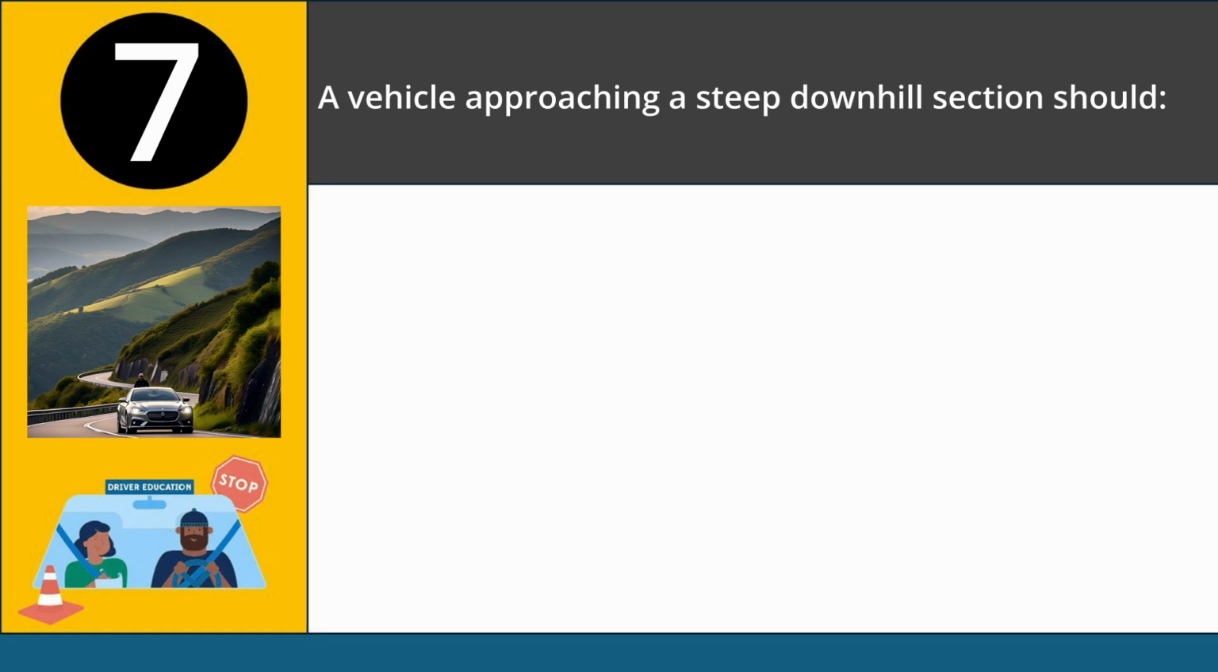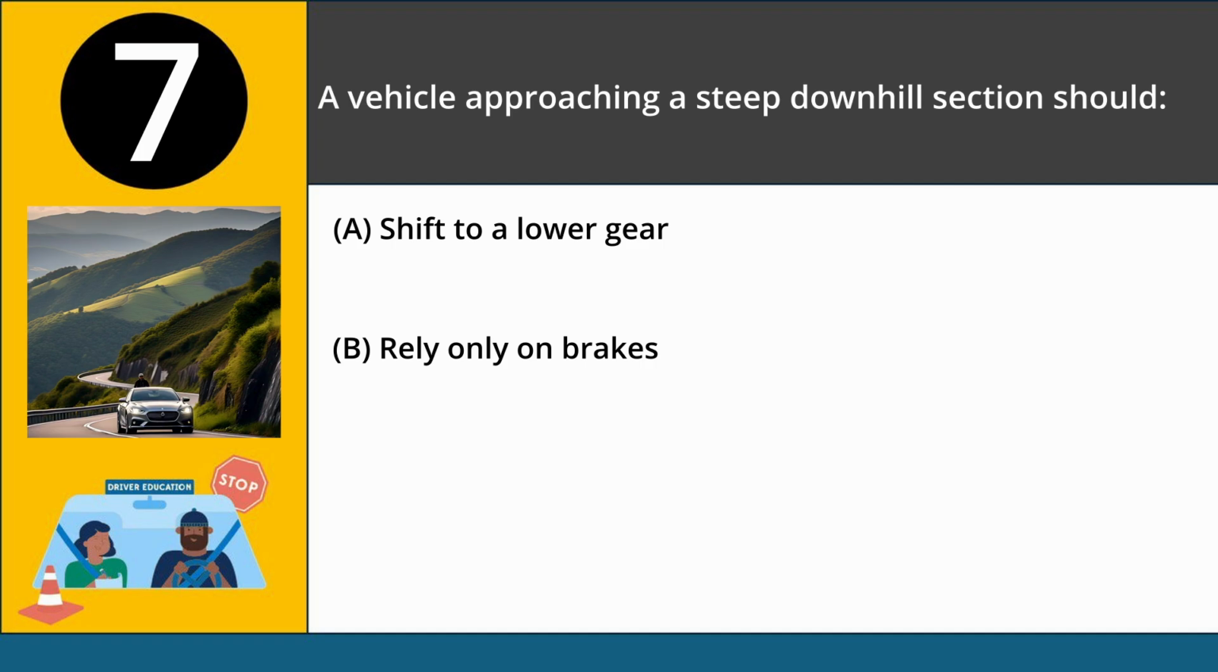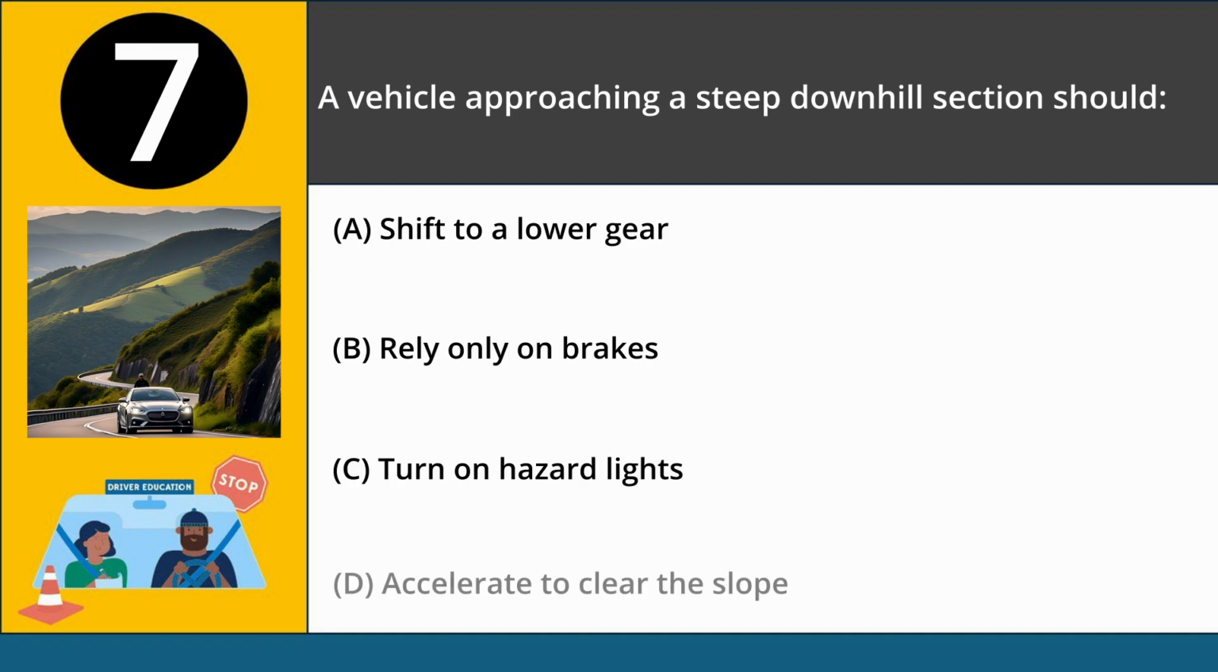A vehicle approaching a steep downhill section should: A. Shift to a lower gear. B. Rely only on brakes. C. Turn on hazard lights. D. Accelerate to clear the slope. Answer: A. Lower gears provide better control and reduce brake overheating.